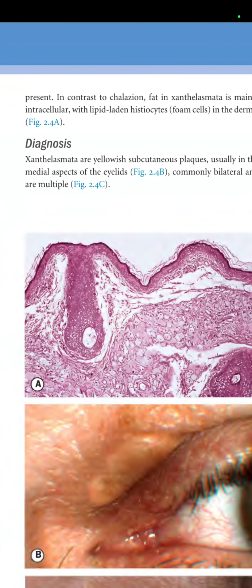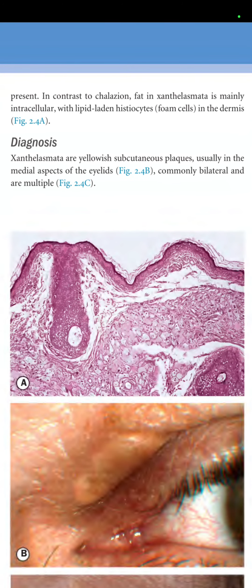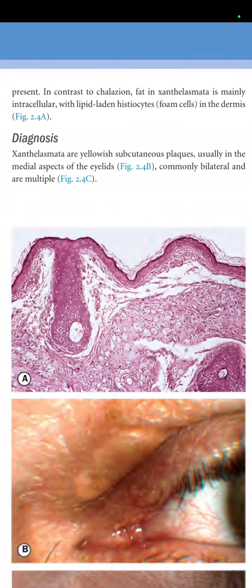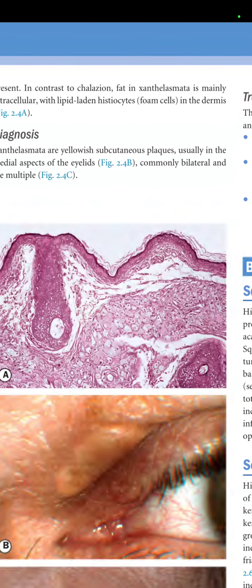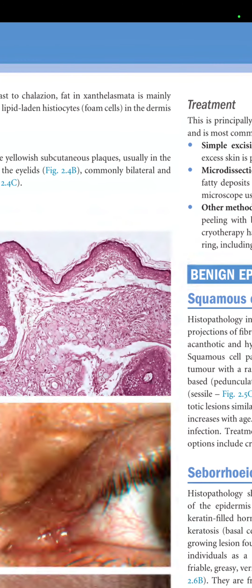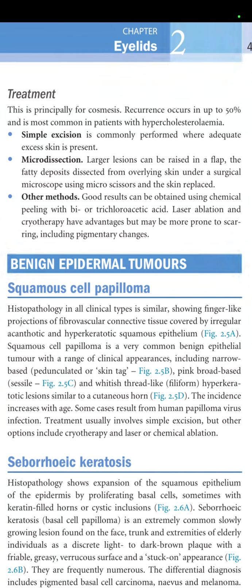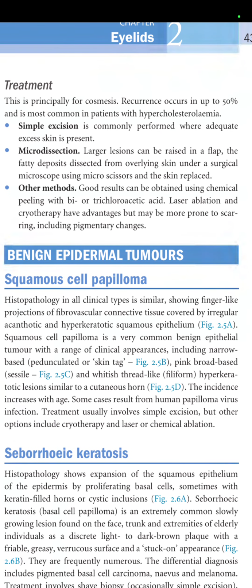Xanthelasmata are yellowish subcutaneous plaques, usually in the medial aspect of the eyelid, commonly bilateral, and are multiple. So these are plaque-like formations, and yellowish in color. Treatment is principally for cosmesis. Recurrence is up to 50% and is common in patients with hypercholesterolemia. So these are basically present in patients who are already affected with hyperlipidemia, and these patients also have a corneal arcus.